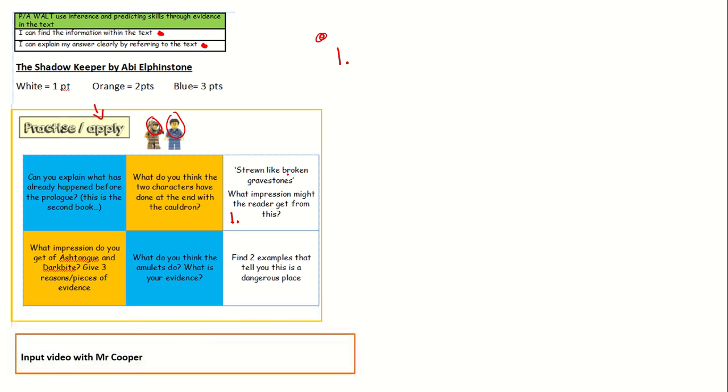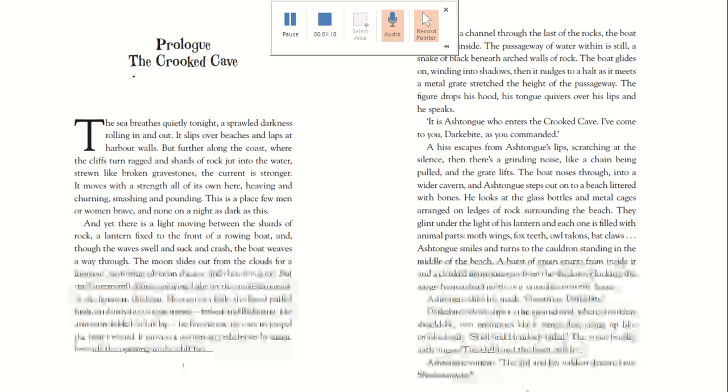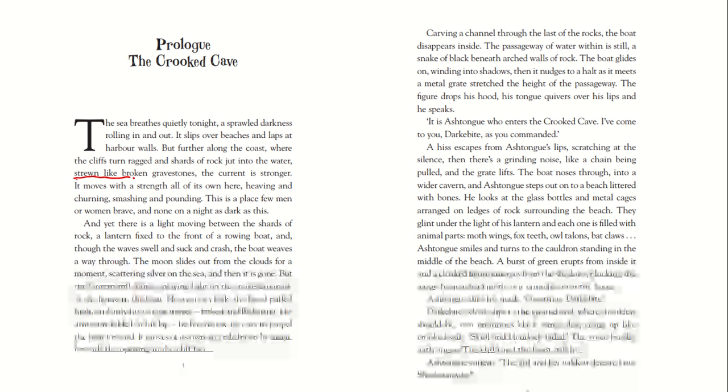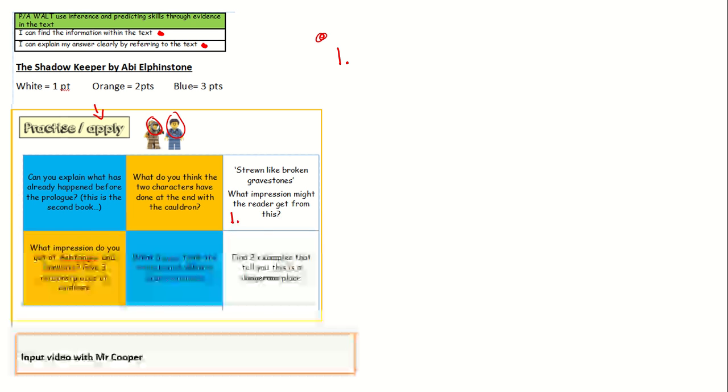So, number one, "strewn like broken gravestones." What impression might the reader get from this? Well, let's go and find it first. "Strewn like broken gravestones," I know is here. So, I'm going to read the sentence. "Further on the coast, where the cliffs turn ragged and shards of rock jut into the water, strewn like broken gravestones, the current is stronger." What impression might the reader get from this?